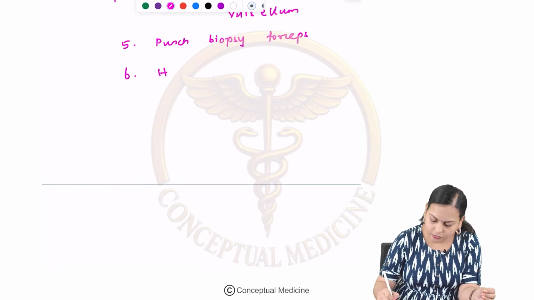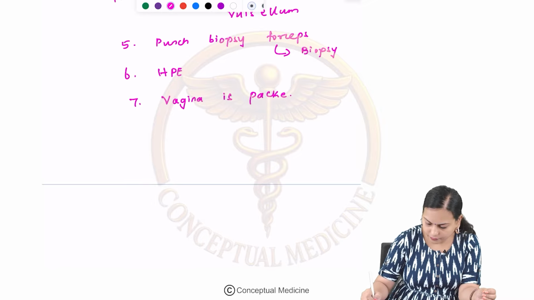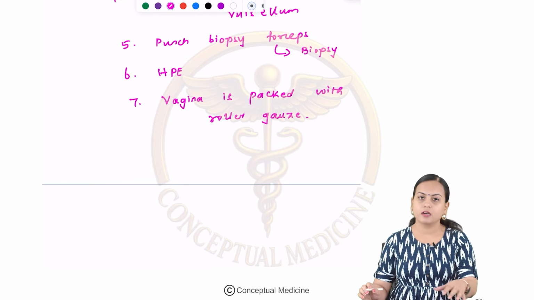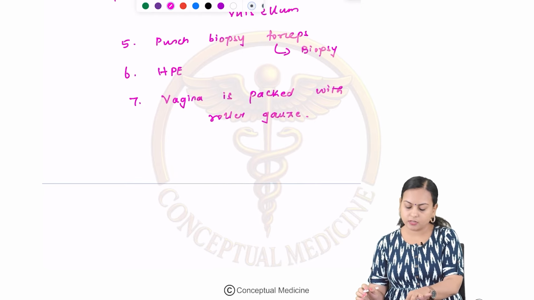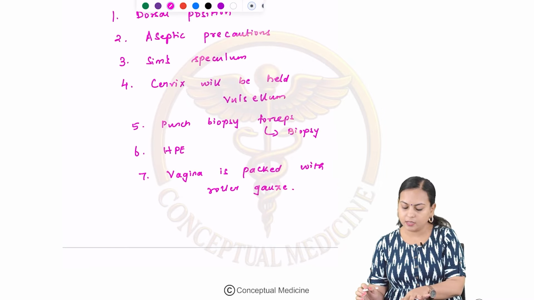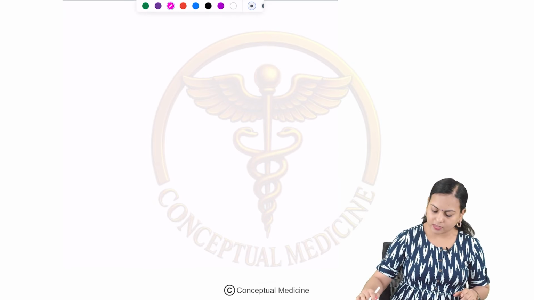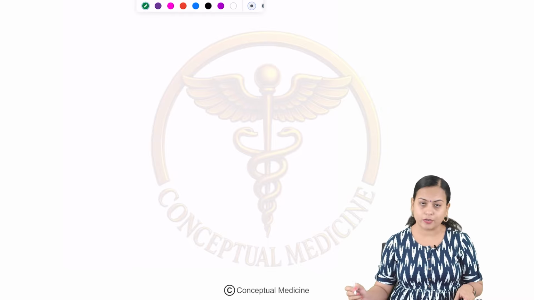Then it will be sent for histopathological examination, and finally you have to pack the vagina with roller gauze to prevent bleeding for some time. So these are the steps of cervical punch biopsy. Clear? Now let's discuss dilatation and curettage.